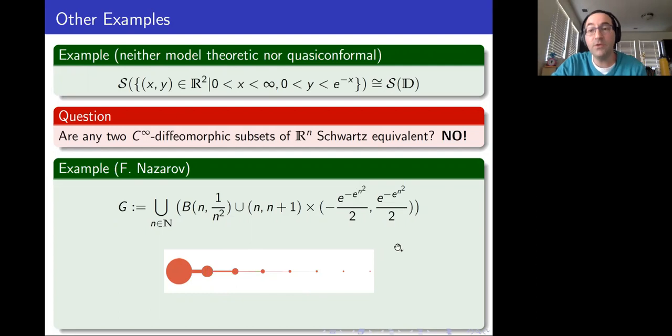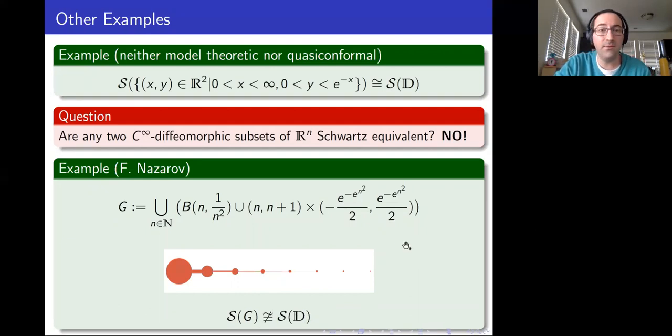So Riemann's theorem tells us that there is a holomorphic map between this set, in particular C infinity, to the unit disk. But we can show that no C infinity diffeomorphism between this set and the unit disk induces Schwartz equivalence. So in particular, the Schwartz space of this set is not equivalent to the Schwartz space of the unit disk. Okay, which is very nice. We were very happy to find it. We have some other new examples, but I think one is enough.